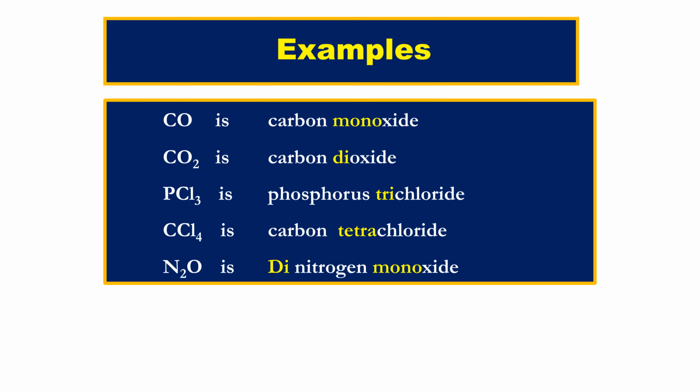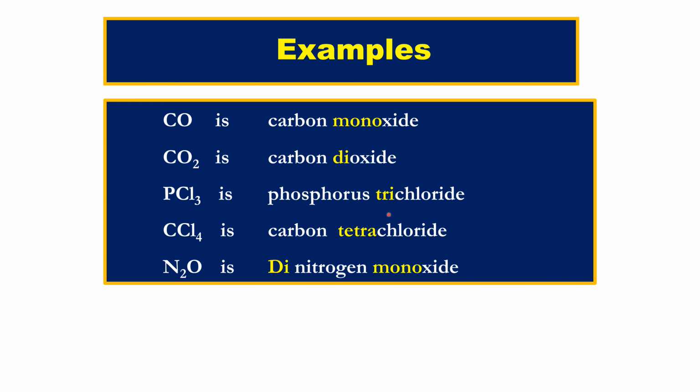Let's look at some examples on how to name binary compounds. CO, first you write the first element's name, which is carbon. We write mono because it's just one oxygen atom. And then we end the last element's name with IDE. So CO is carbon monoxide. For CO2, it is carbon dioxide, di, because there are 2 oxygen atoms.